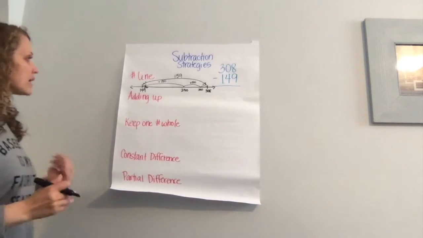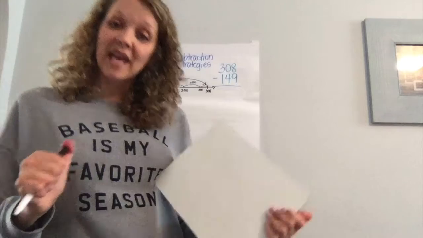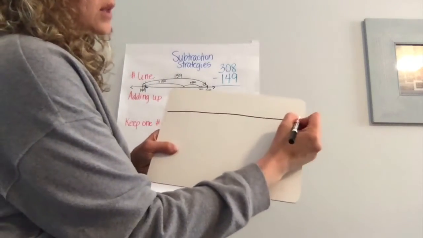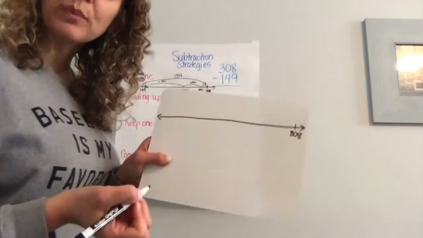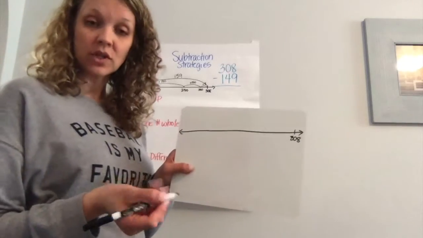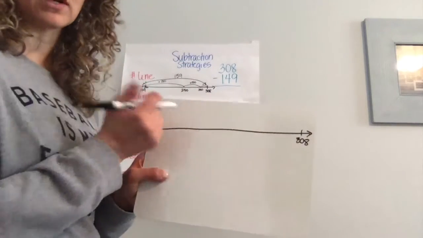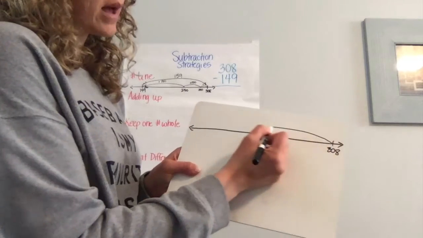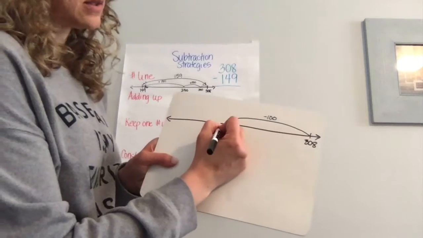Okay, so what would that look like? Now I'm going to show you on my whiteboard if we were doing takeaway. So if I said I had $308 in my wallet and I spent $149, how much money do I have left? What that looks like on the number line is different, because now I'm going back 149 spots. So first I'm going to go back 100. 308 minus 100 is 208.